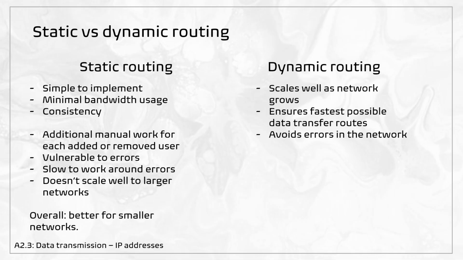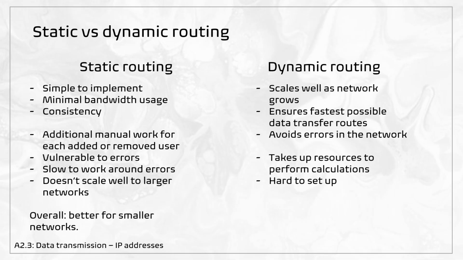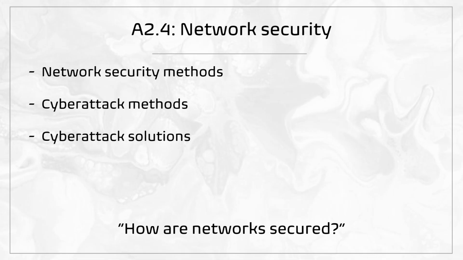Dynamic routing, on the other hand, scales well with larger networks. This is because it doesn't require any additional work for new users, and also avoids errors in the network. It does, however, take up more resources due to calculations, and the initial setup can be more complicated. So dynamic routing is best used in larger networks. And that's done for A2.3.